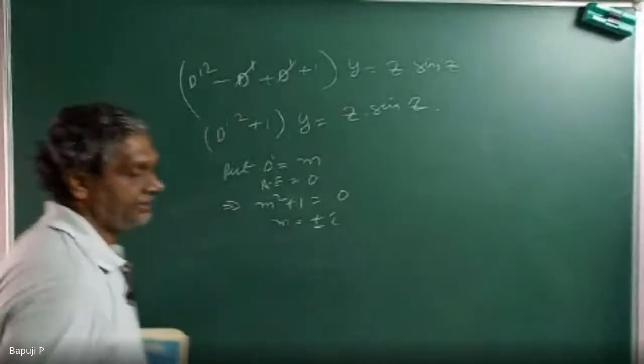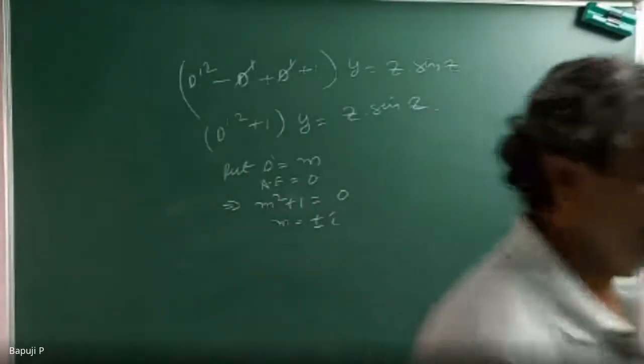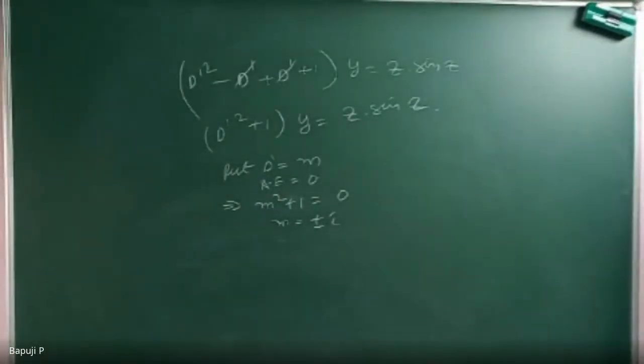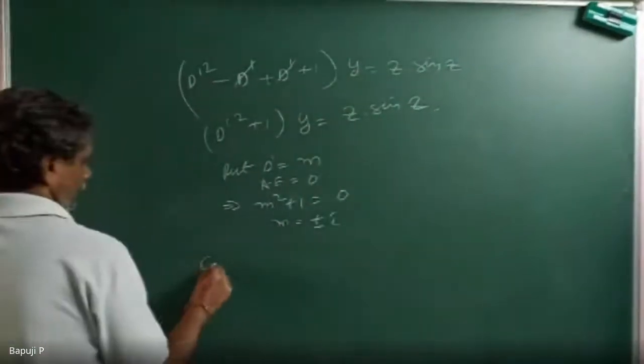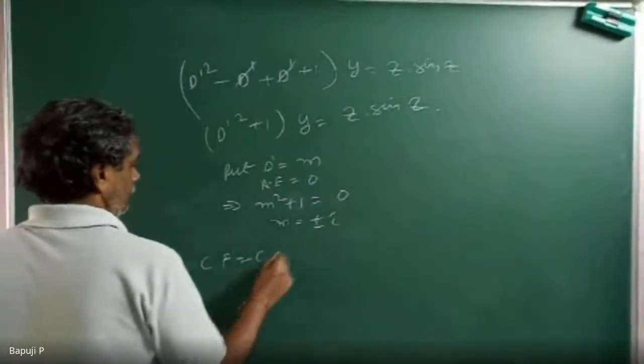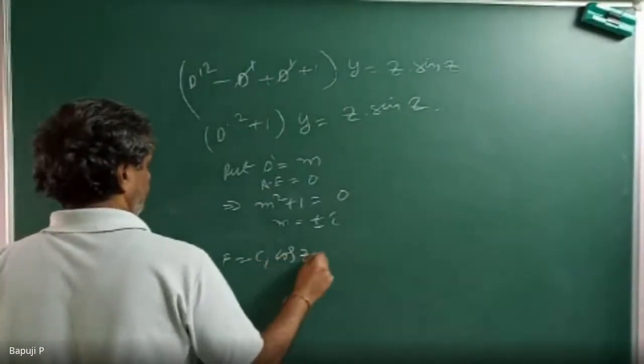Then what will we get as CF? Tell me. What is the CF? C1 cos z plus C2 sin z. Don't tell x, only z.